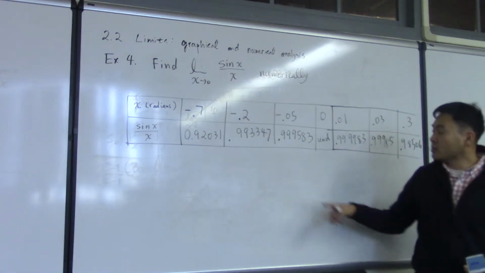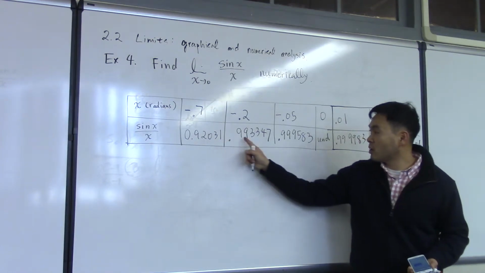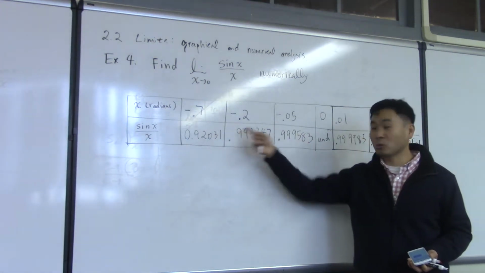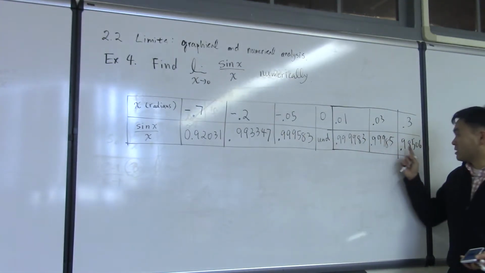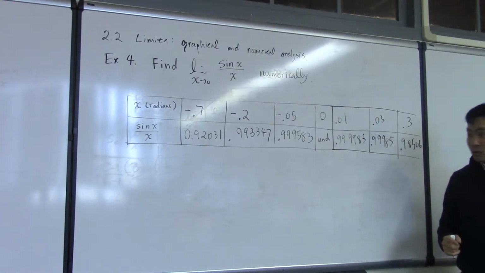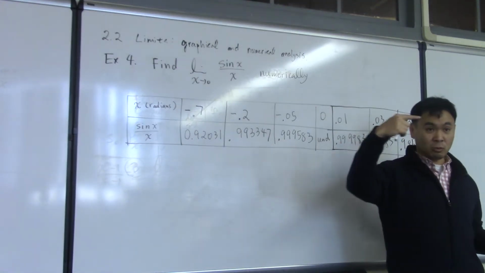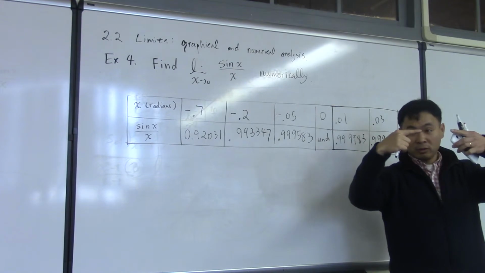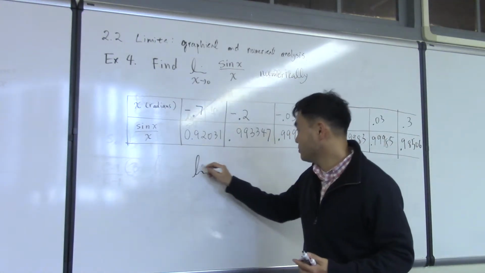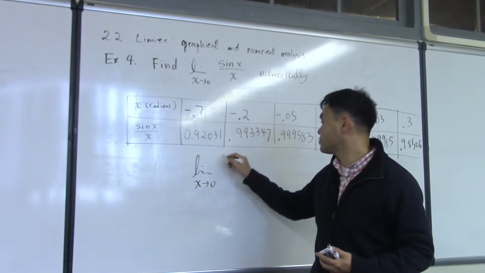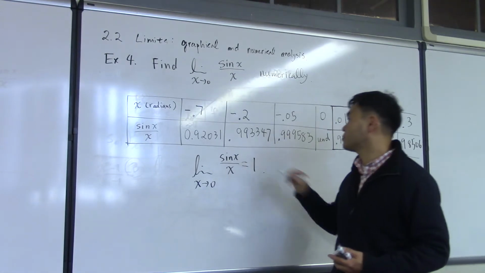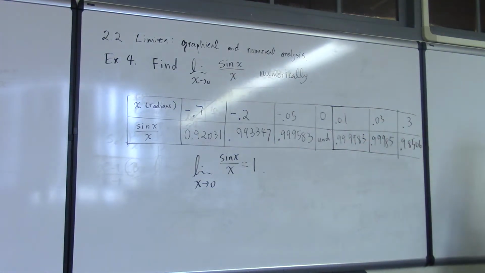Now, look at the left limit. Where are these values getting closer and closer to? 1. It's increasing towards 1, right? Look at the right limit. It's also increasing towards 1, right? So it looks like the left limit is 1, right limit is 1. Do they agree? Yes. Therefore, what is the limit? That is what the value is.